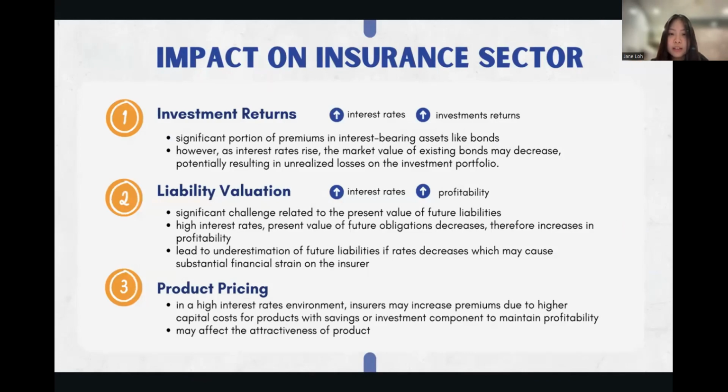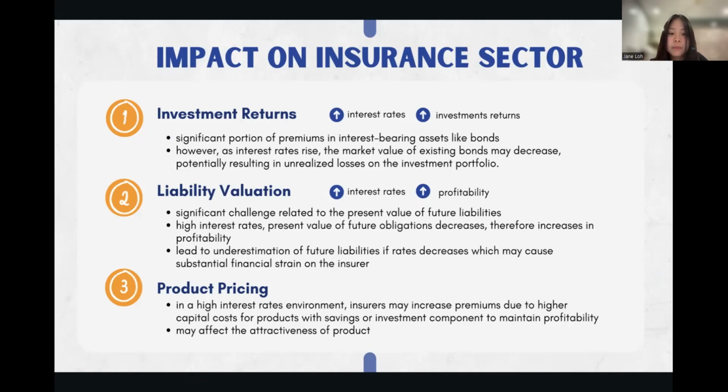Now, we will discuss the impact of interest rates in the insurance sector. First, investment returns. Insurance companies usually invest premiums heavily in interest-bearing assets like bonds, where the returns are highly sensitive to interest rates. When interest rates are low, the returns on these investments are reduced, impacting the insurer's profitability. However, rising interest rates can negatively affect equity markets, which decrease the market value of existing bonds, potentially leading to unrealized losses in insurance companies.